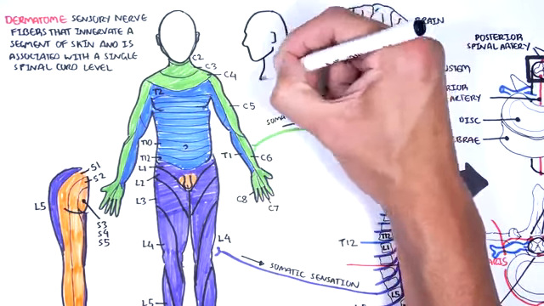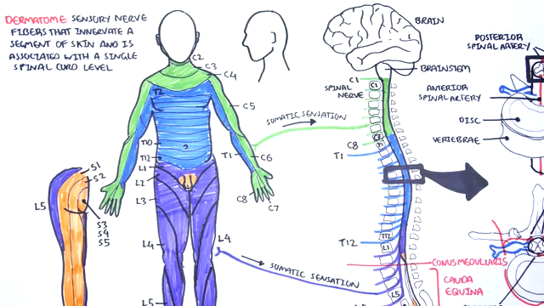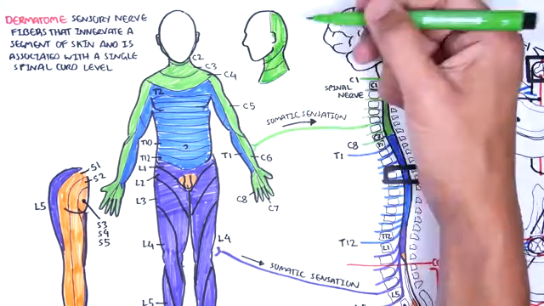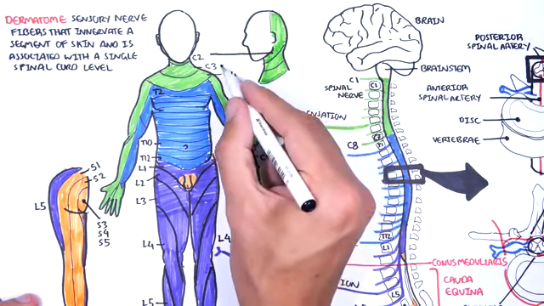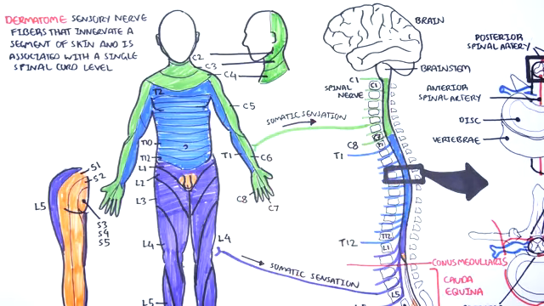To complete this image, let's talk about the face. The side of the face here, as you can see, is innervated by the C2, C3, C4 dermatomal distribution. And the front of the face is not innervated by the cervical spinal nerves, but rather by the trigeminal nerve, which is cranial nerve number 5.